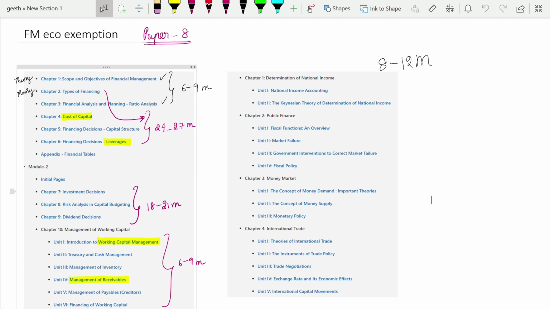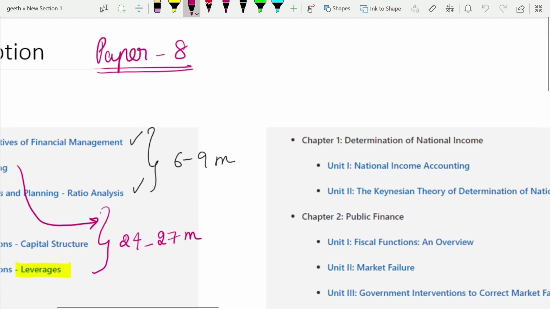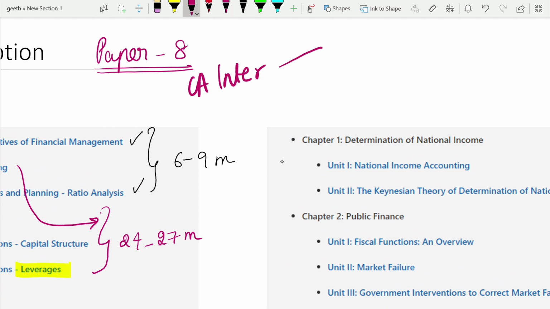Okay, let's start. First I'll tell you what this paper consists of. This is paper 8 of CA Inter, right? In this you have two categories. One is financial management, which is going to come in the exam for 60 marks, and next is economics for finance, which is going to come for 40 marks in the exam. So this is the paper classification.